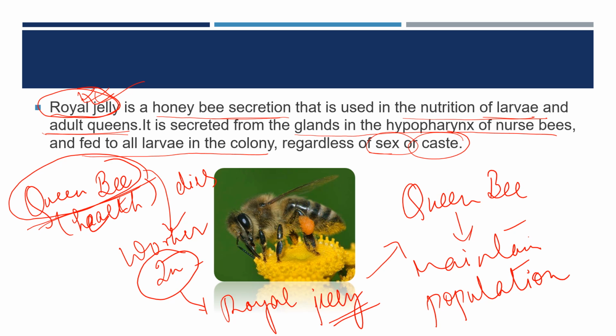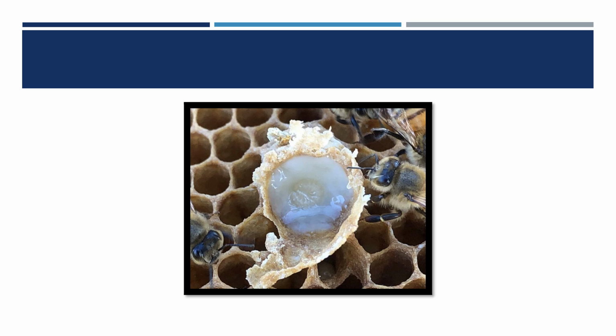Okay, now we will move on to the haplodiploid system, or what we are calling the haplodiploid mechanism. So let us move on to that. Now in this diagram you can see that during the process of creating new queens, the workers have constructed special queen cells, and the larvae of these cells are fed with a copious amount of royal jelly. So this is the royal jelly.